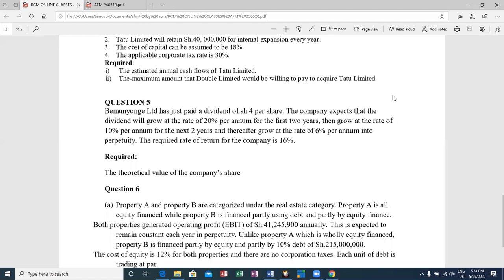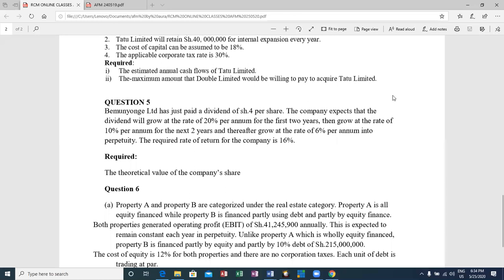They said grow at the rate of 10% per annum for the next 2 years, and thereafter grow at the rate of 6% per annum into perpetuity, meaning that we don't have year 5 and 6 here. So we end it here, and then we pull the perpetuity.